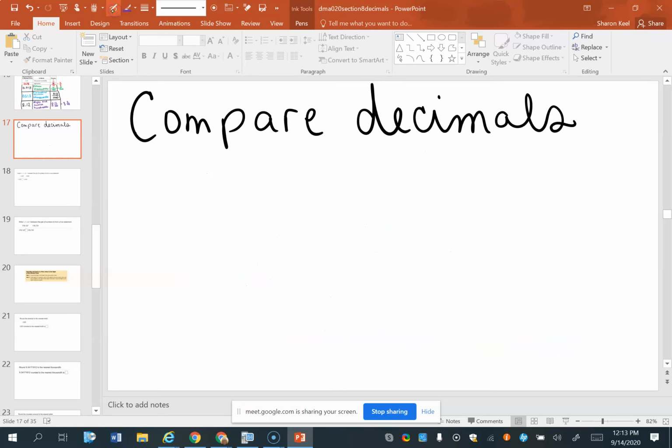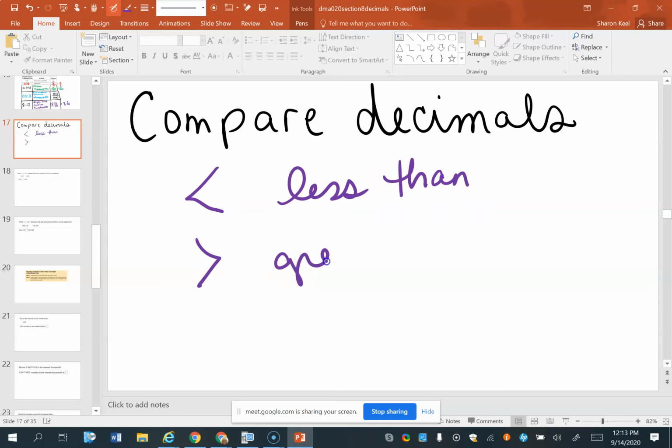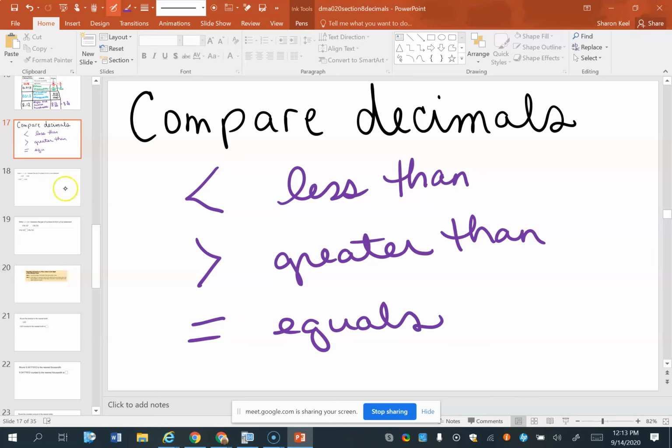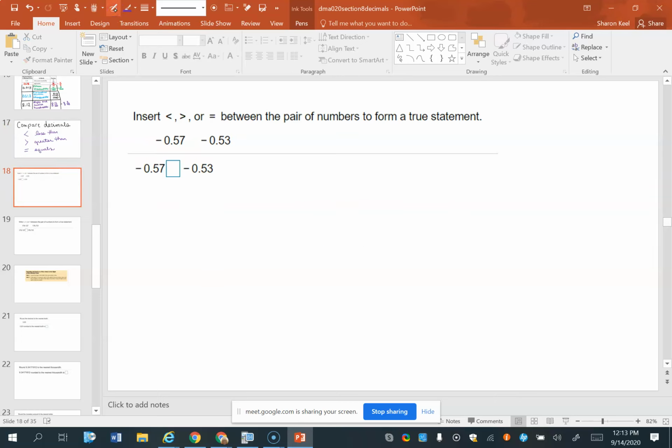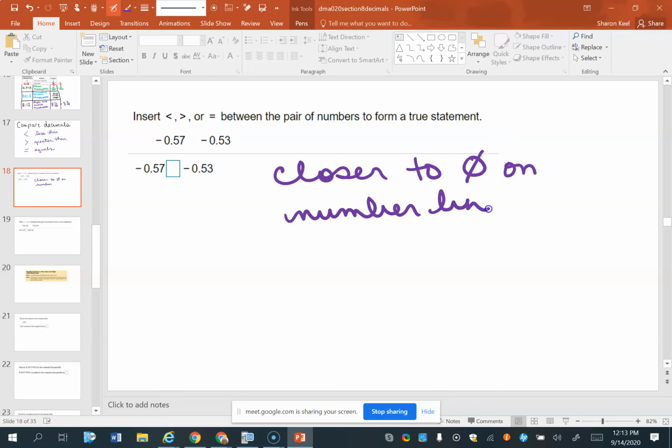If we are comparing decimals, we will compare them and use greater than, less than, or equals. As we're comparing this first set, they're both negative numbers. So they're comparing the 5s first, and then what we have next is a 7 and a 3. If it's negative, you're looking for the number that is closer to 0 on the number line. Think in reverse. So in this case, the larger number would be the negative 0.53 because that's closer to 0. That would be greater than the negative 0.57.